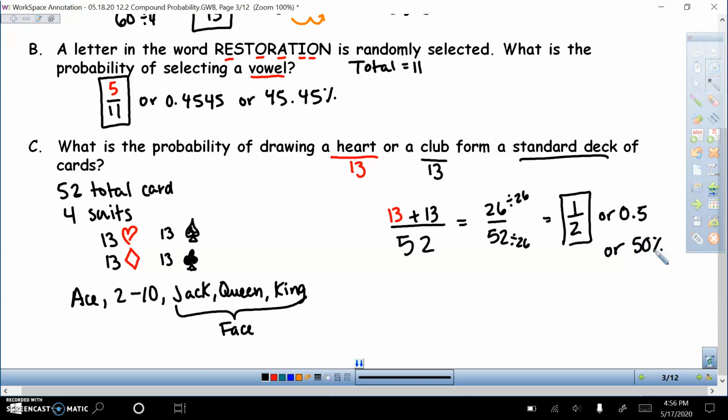All right, perfect, guys. That was just kind of a quick review of some simple events and probability.